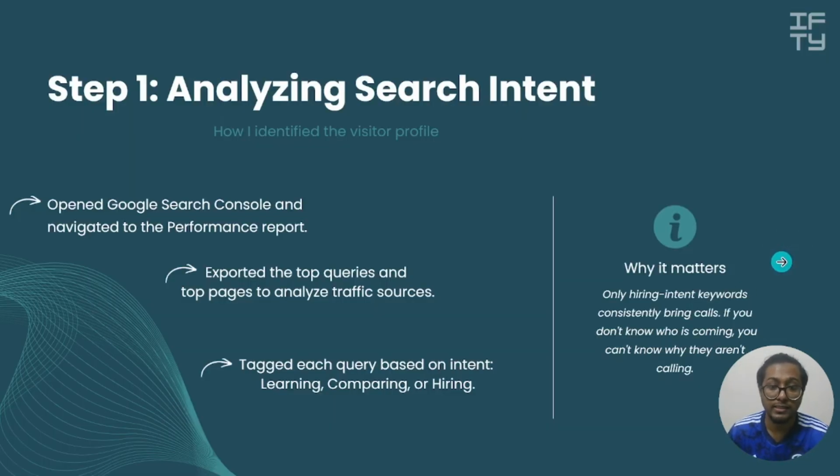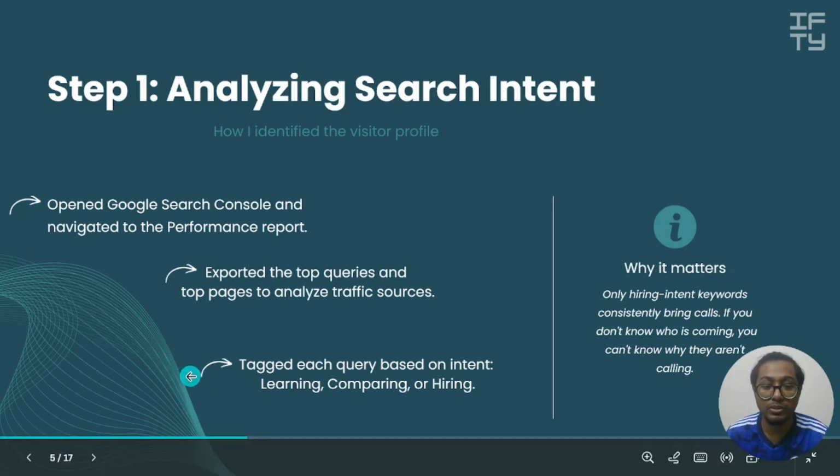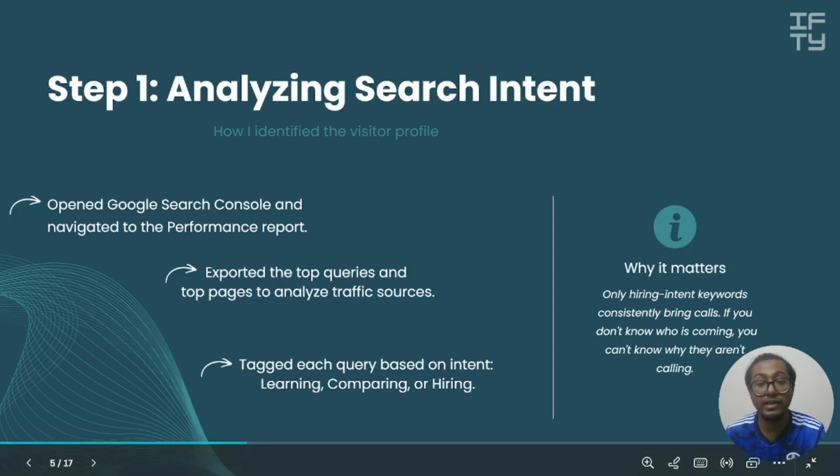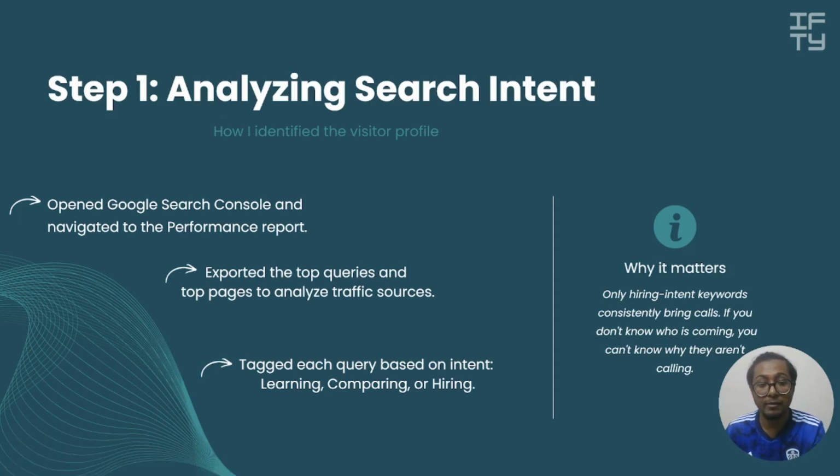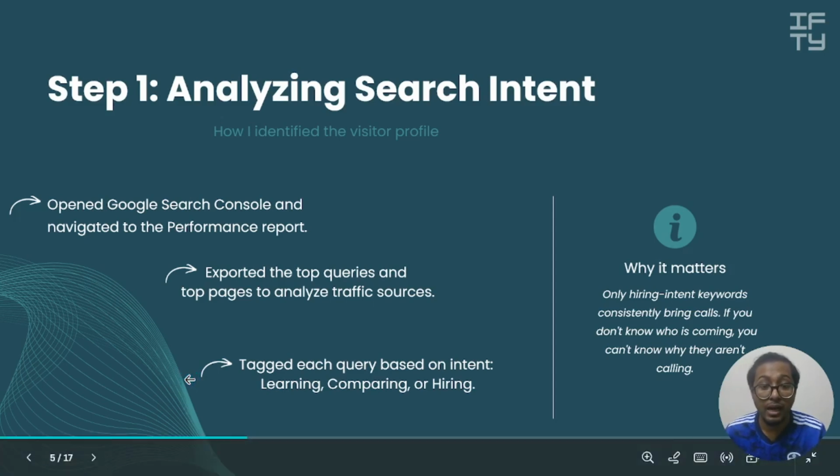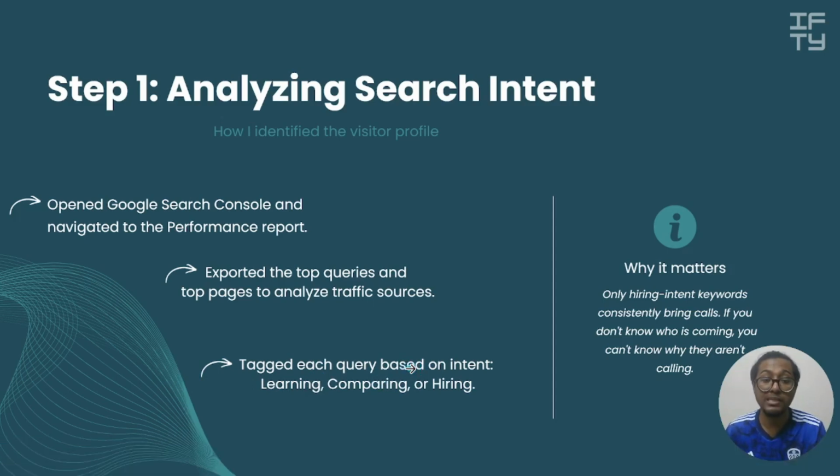So step 1 is intent, and this is where things got really interesting. I opened Google Search Console, went to the performance report and exported the top queries and top pages. Then I did something most people skip. I tagged every single query by intent. It can be learning, comparing, or hiring. Why does this matter? Because only hiring intent searches reliably produce calls. Plumber near me, that's hiring. How to fix a leaking pipe, that's learning. Same traffic, but a completely different outcome.